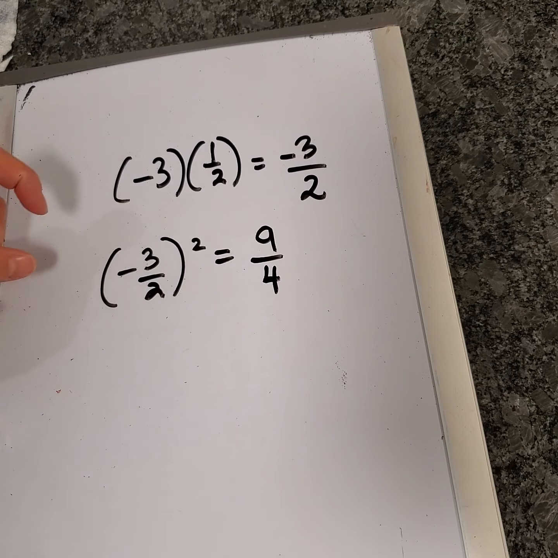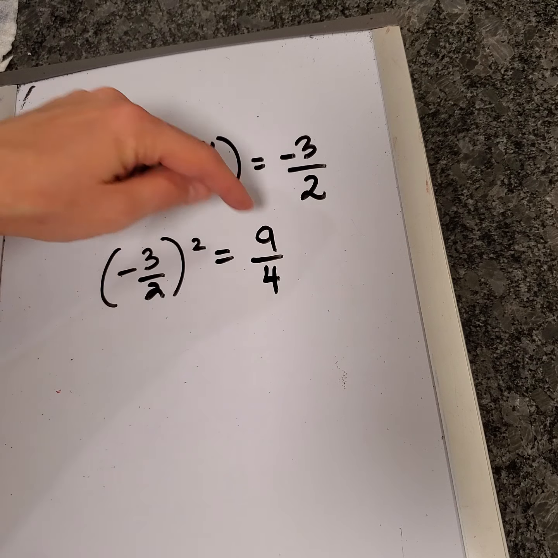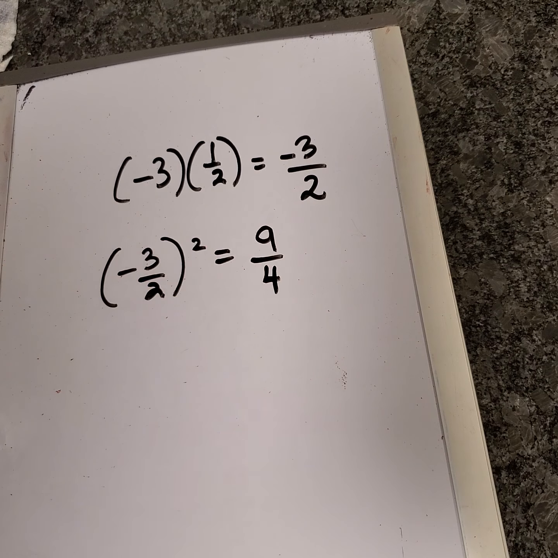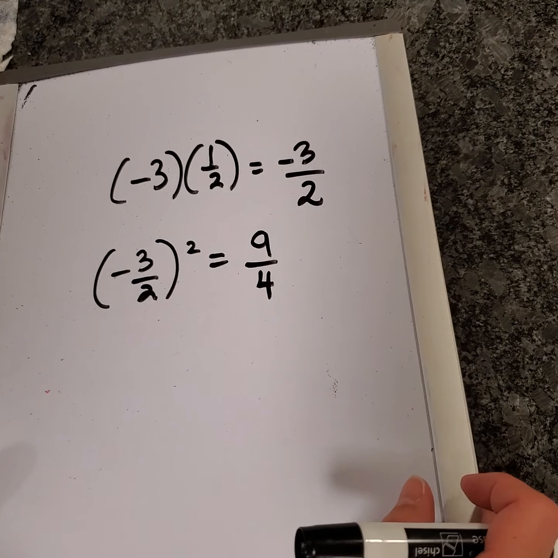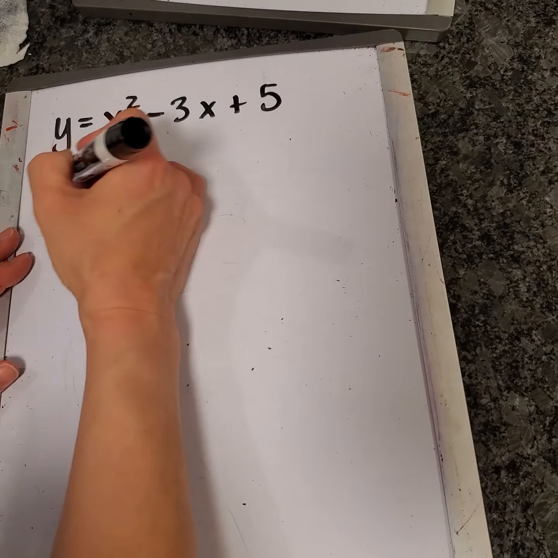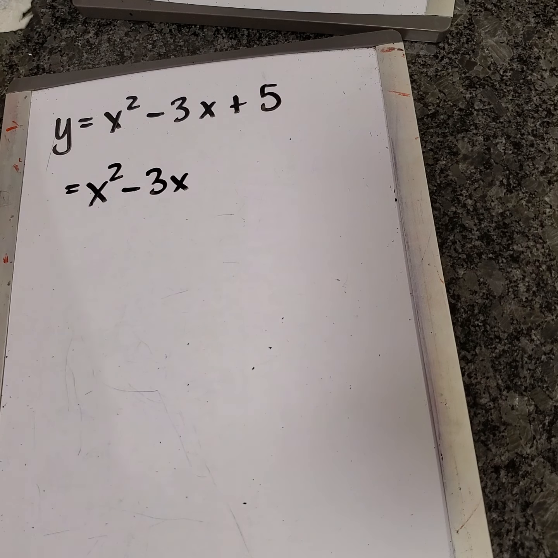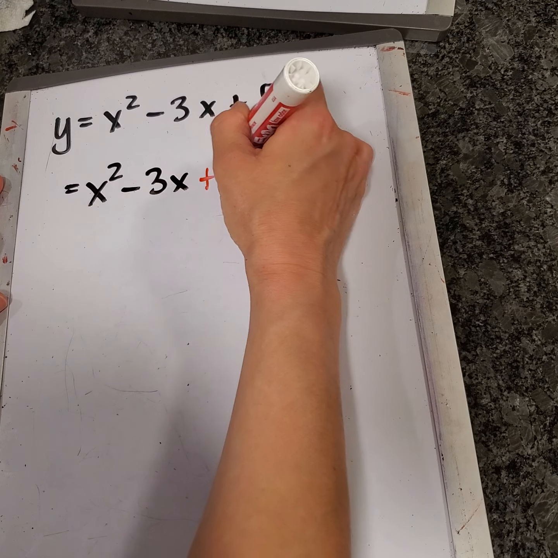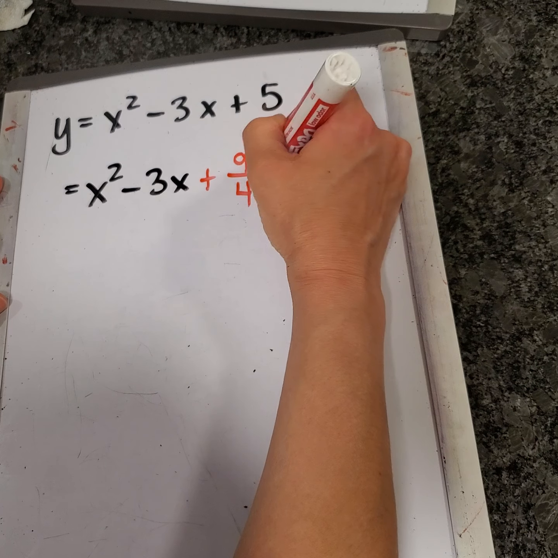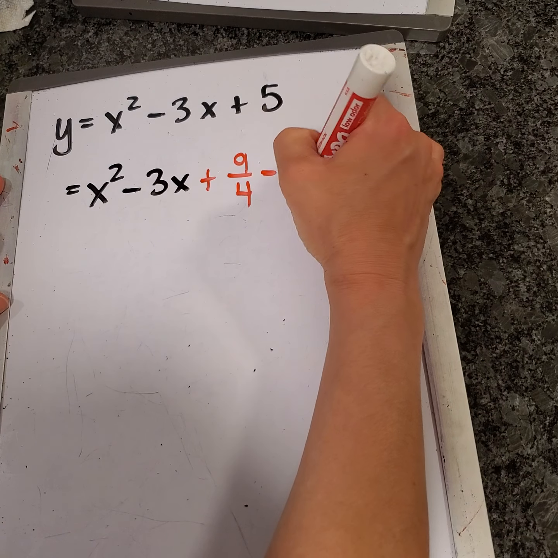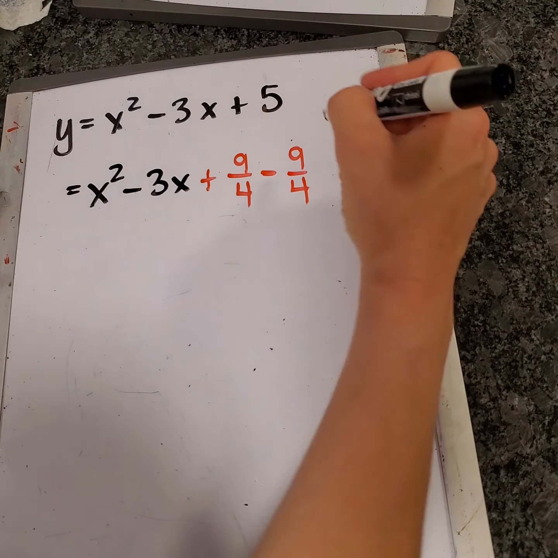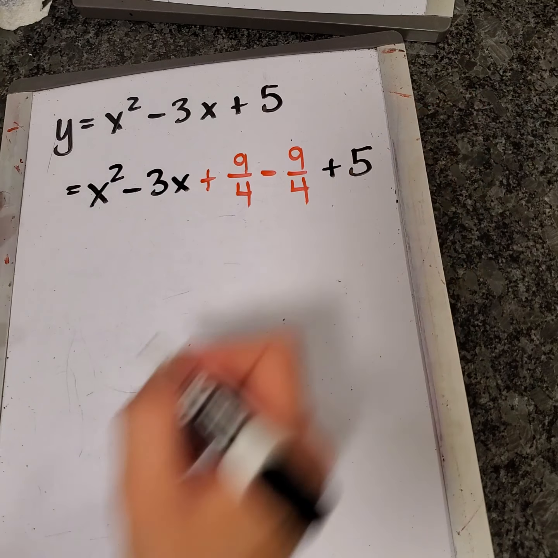Remember when you square a fraction, you square the top term that goes on top and square the bottom term that goes on the bottom. Of course, when we square a negative, we get a positive. So 9/4, we are going to recopy those first two terms. We are going to add 9/4 and minus 9/4 and copy that +5. We don't need it yet.